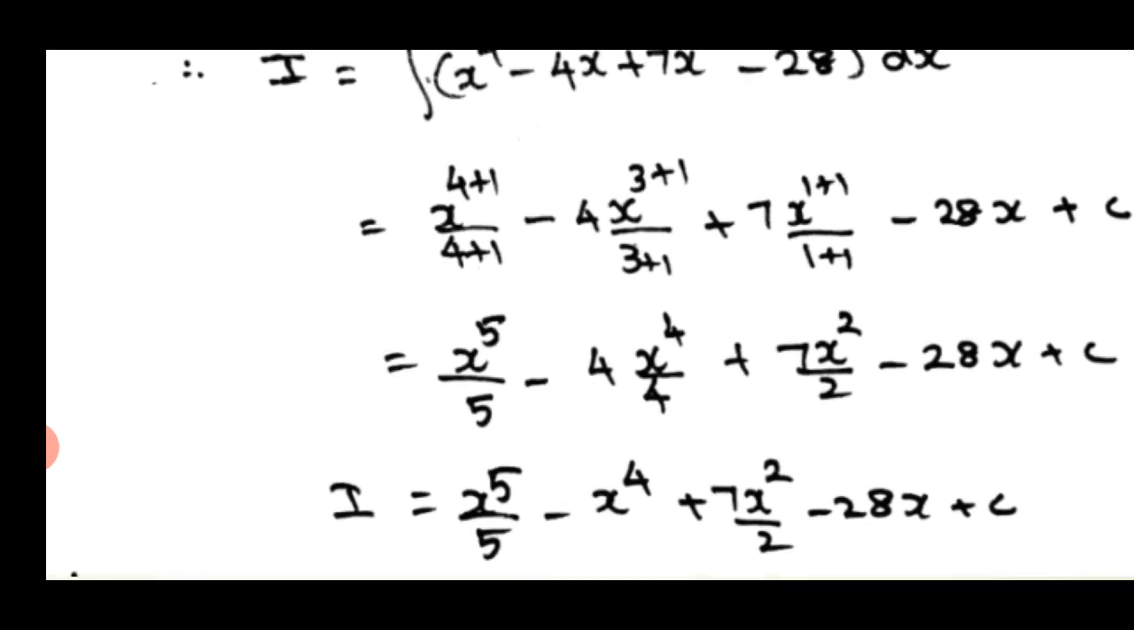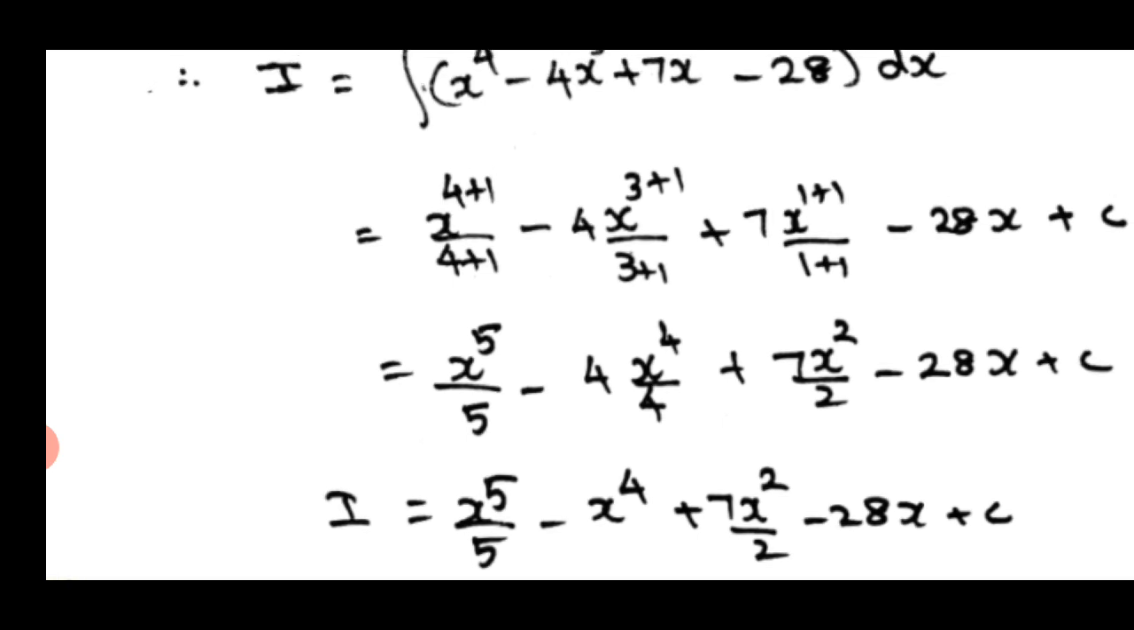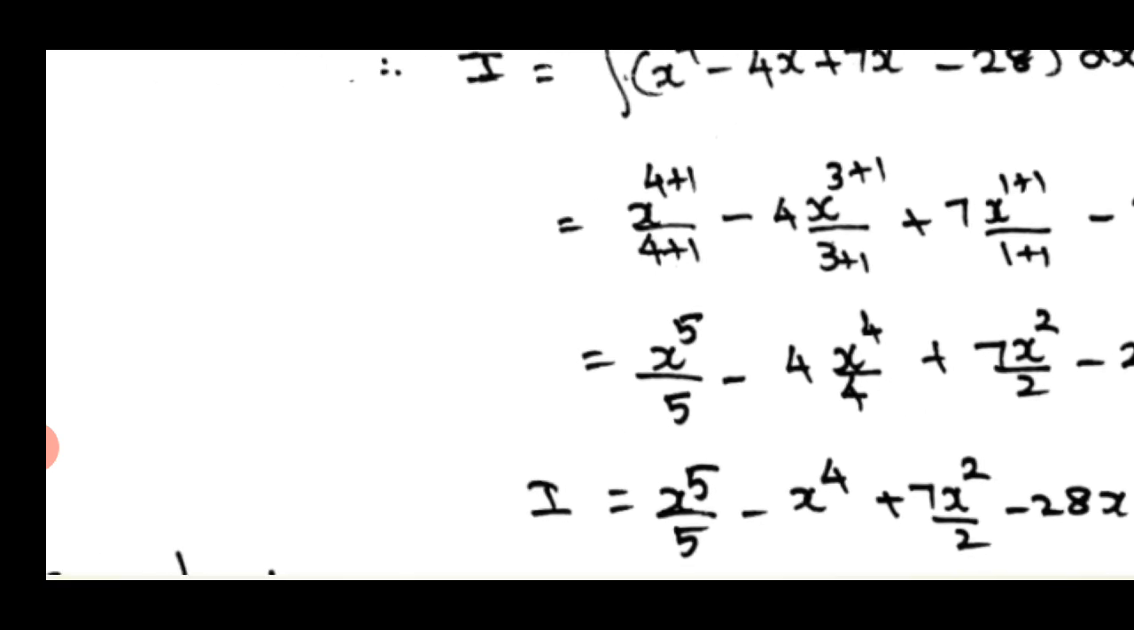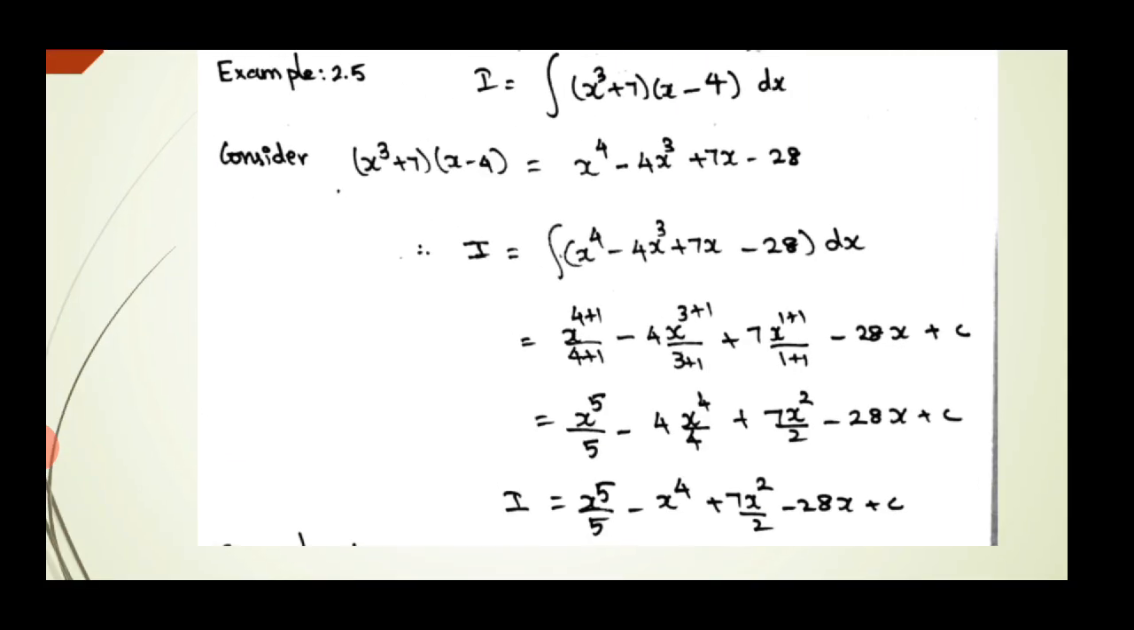Now simplify, add the powers. So 4 plus 1 becomes 5. So x power 5 by 5 minus 4 into x power 3 plus 1 becomes 4. So x power 4 by 4 plus 7 x power 2 by 2 minus 28x. And when you simplify that, you get the answer x power 5 by 5 minus x power 4 plus 7x square by 2 minus 28x plus c.